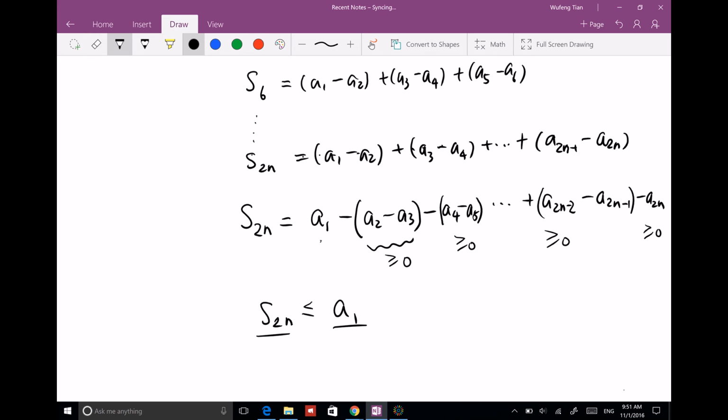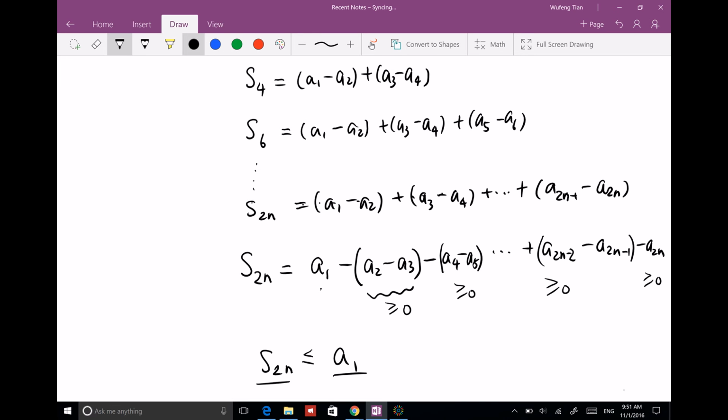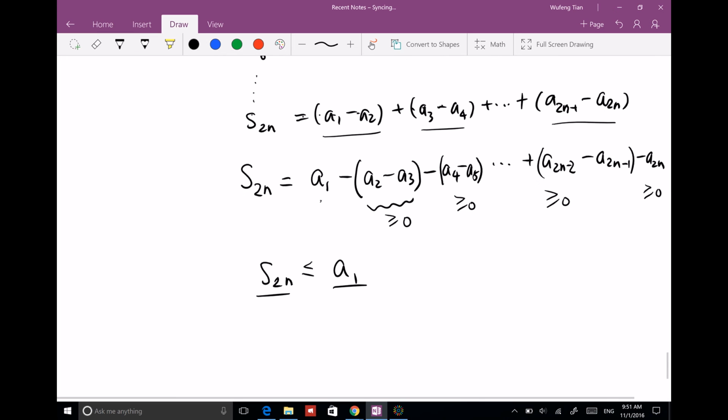S_2n is less than or equal to a1, which means S_2n is a bounded series. S_2n is bounded, and S_2n is monotone increasing, because if you look at this, they're all non-negative additions. So S_2n will converge. I just give you that brief introduction. We're going to continue tomorrow. I will tell you a bounded monotone sequence converges, right? All right, so we're going to continue tomorrow and finish this and see more examples of alternating series. All right, thank you very much.